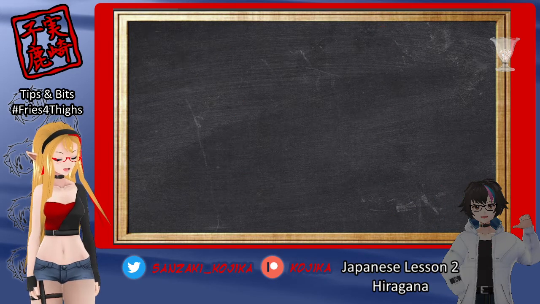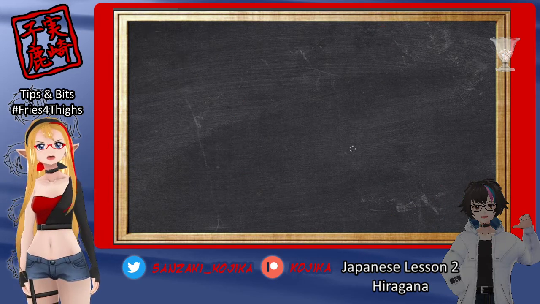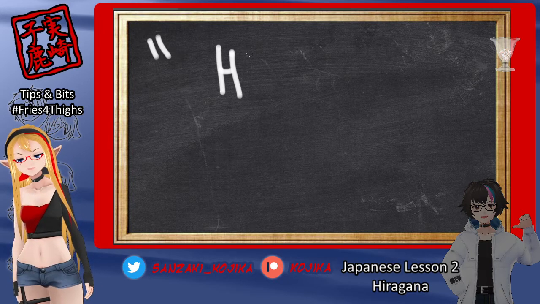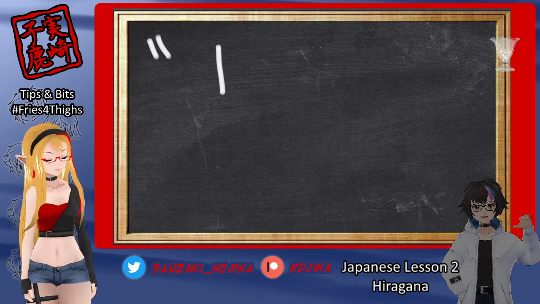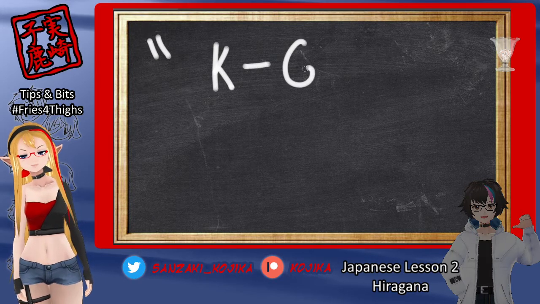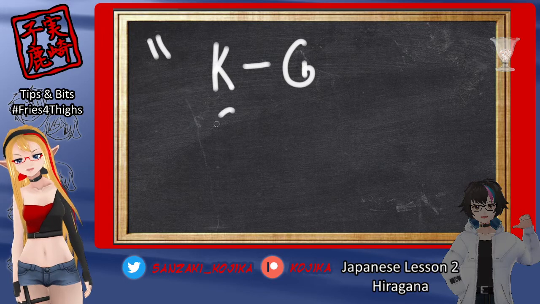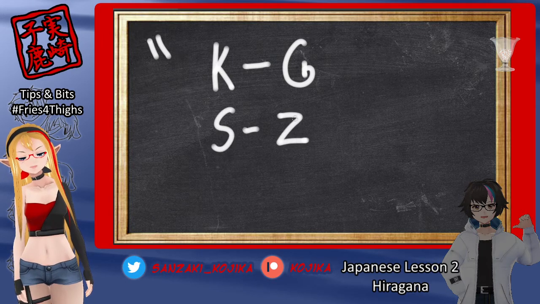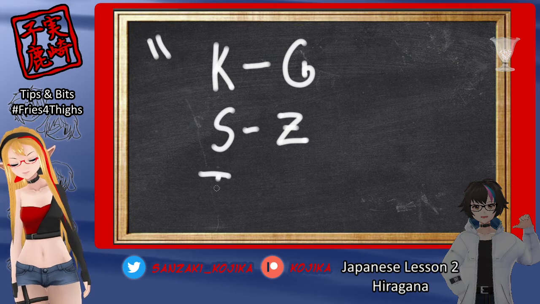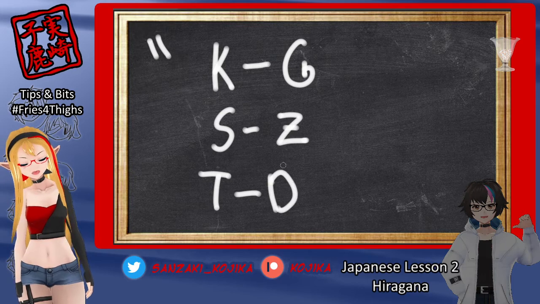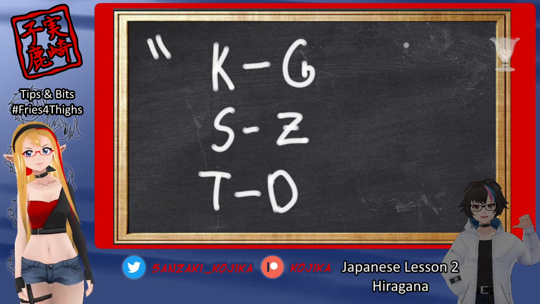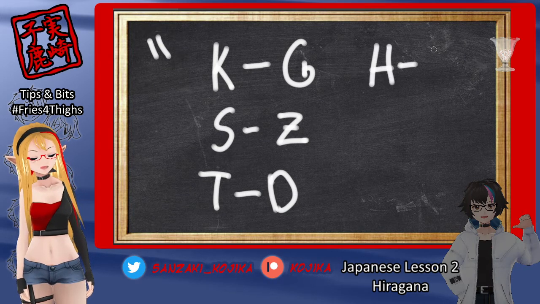Now the 10-10 does a lot more. Like I said, the 10-10 is that little quote mark. I'll go in order. If you add the 10-10 to K, it becomes G. You add it to S, it becomes Z mostly. Remember, there's an irregular in here, so it does go a little weird. T becomes D mostly. Once again, there's irregulars. And then last up, we have H becomes B this time.